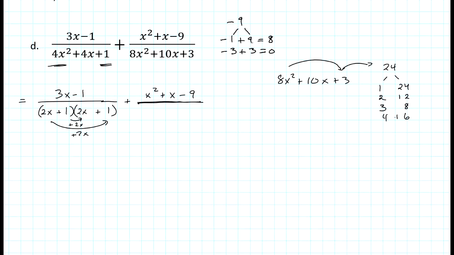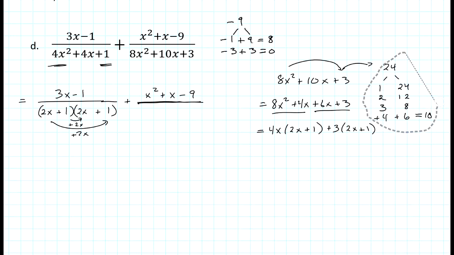And I want to find 2 that add to 10. So positive 4 and positive 6 add to 10. So I'm going to break this up as 8x squared plus 4x plus 6x plus 3. And then I can group the first two and group the second two. The first two group, pull out a 4x, and I'm left with 2x plus 1. In the second two, I can pull out a 3, and I'm left with 2x plus 1.